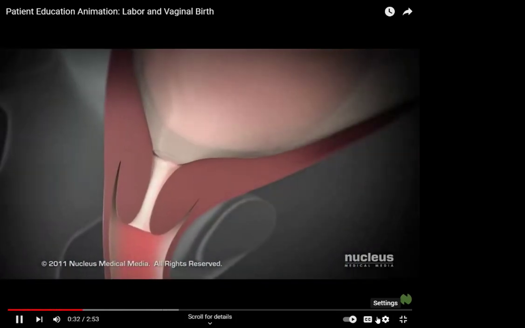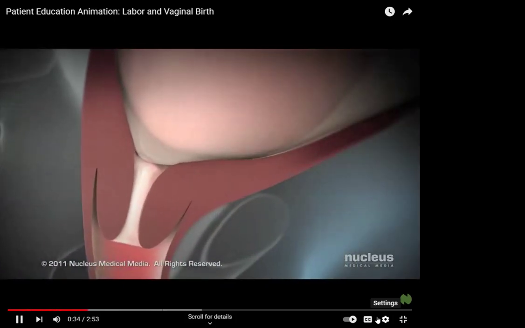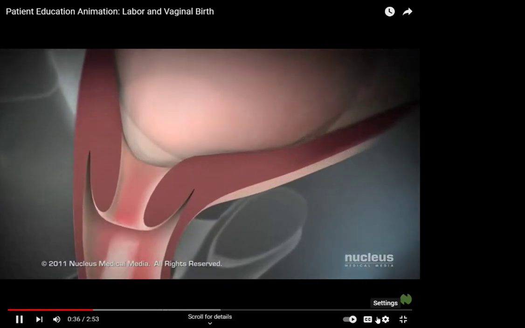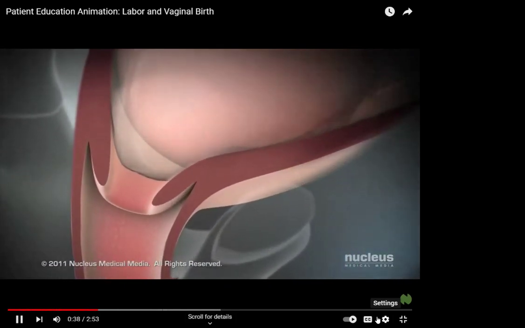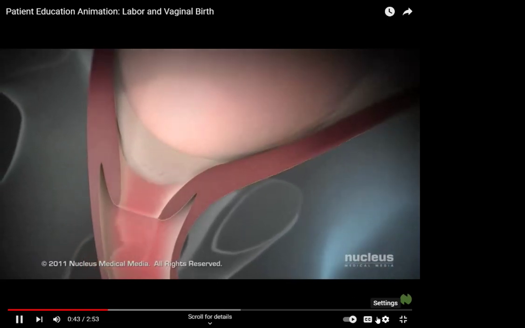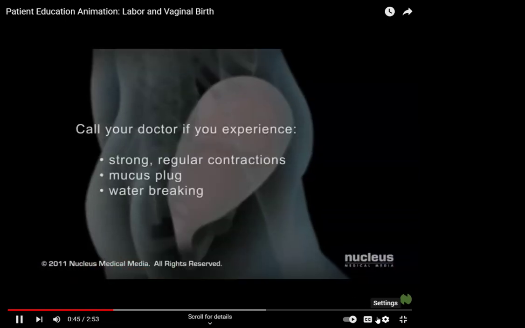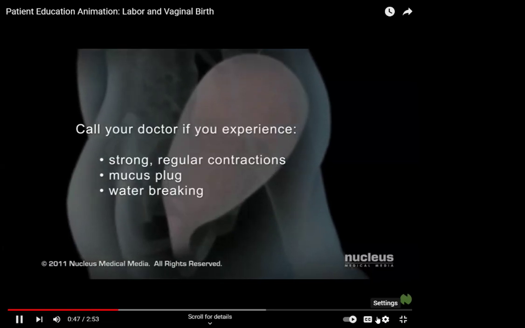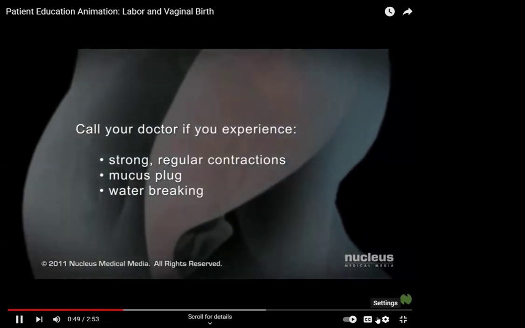You may see a brownish or reddish mucus discharge, which could be the mucus plug at the opening of your cervix, falling out. Your water may break, which can either be a large gush of fluid or a continuous trickle. If you experience any of these symptoms, contact your doctor or midwife to see if you should go to the hospital.